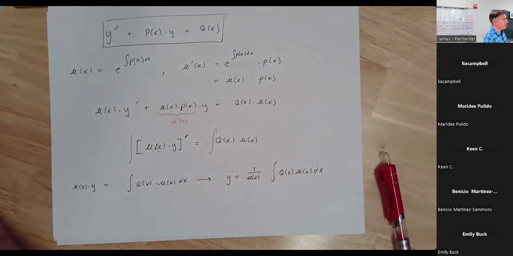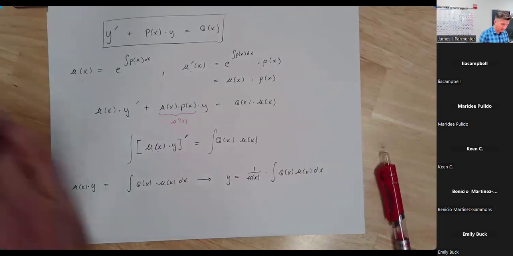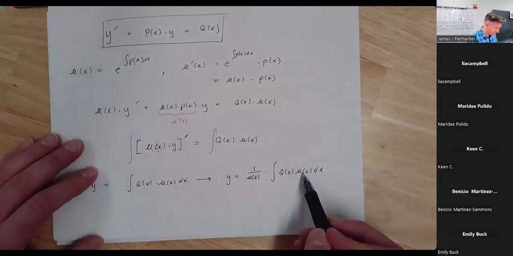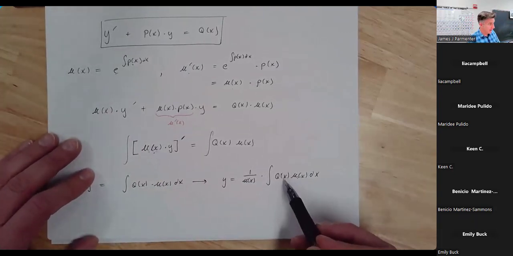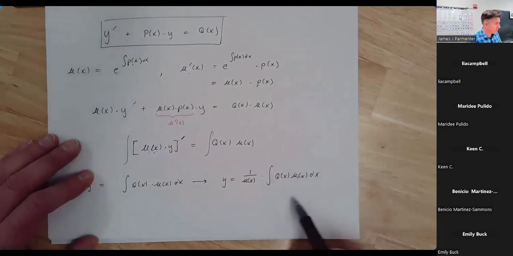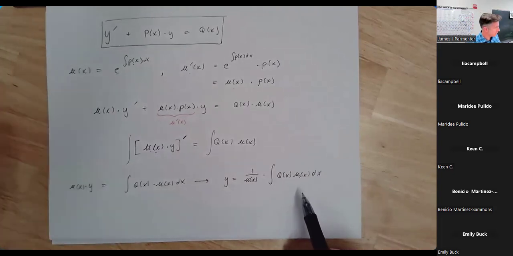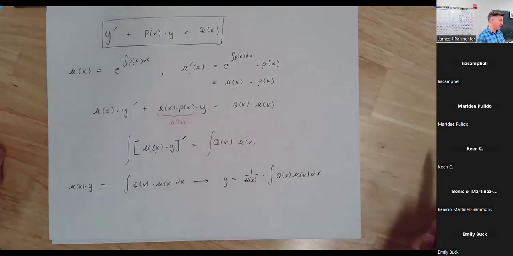Don't be dumb like I was when I learned this and try to cancel those mu of x's. They don't cancel. You have to multiply mu of x by q of x, and then after you've simplified that, anti-differentiate this, and then after you have done that, multiply it through by 1 over mu of x. I thought I was being really smart back in the day.